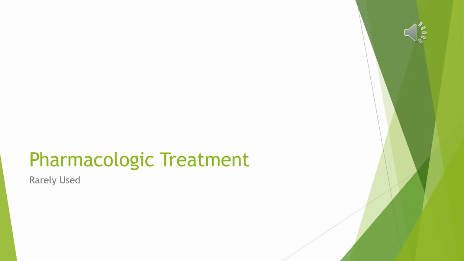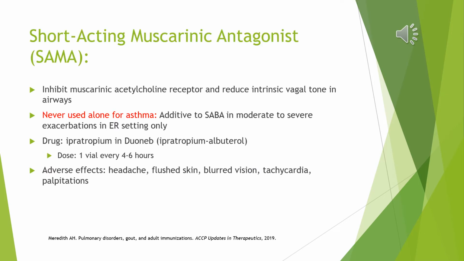Now let's talk about some less commonly used agents in the treatment of asthma. The short-acting muscarinic antagonist, or SAMA, works by inhibiting the muscarinic acetylcholine receptor and reduces the intrinsic vagal tone in the airways. The only agent in this class is ipratropium.